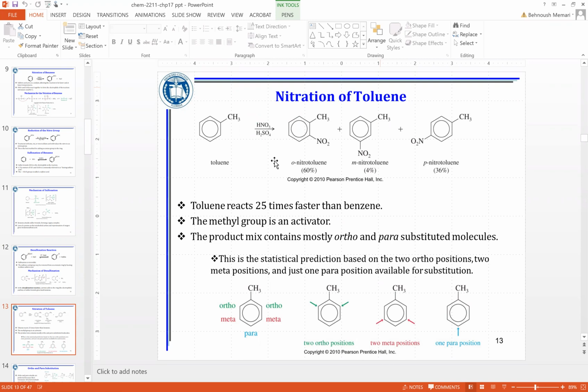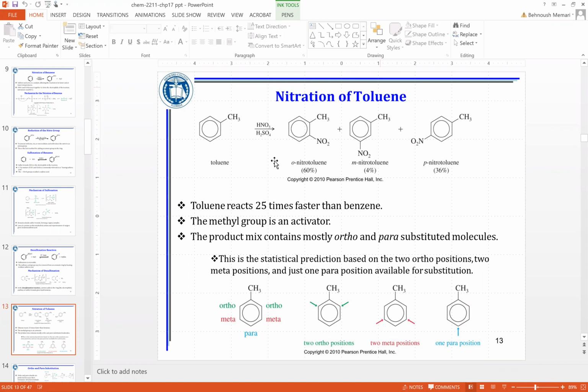So, sulfonation, nitration, chlorination, bromination, iodination, and then reduction of the nitrobenzene. Those are the reactions so far, and you need to know the reagents, all of the reagents.